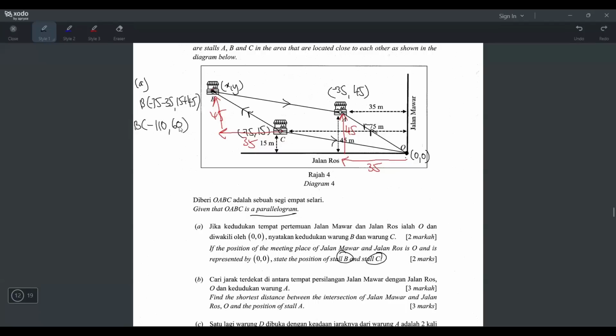Okay. And then they also ask for point C, right? Okay, so for the point C, just write here. The point C is easy. You already have it, negative 75, 15. Right? So this is the working for A. Okay, so that's the answer.